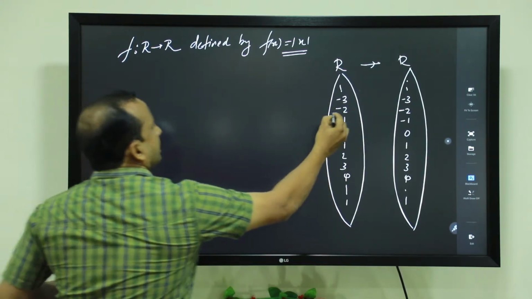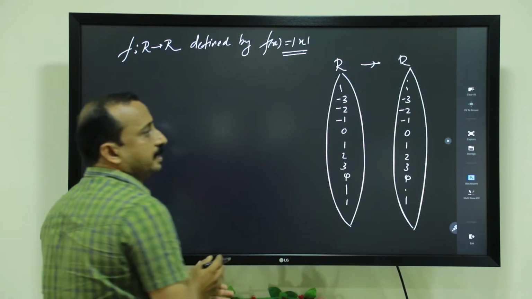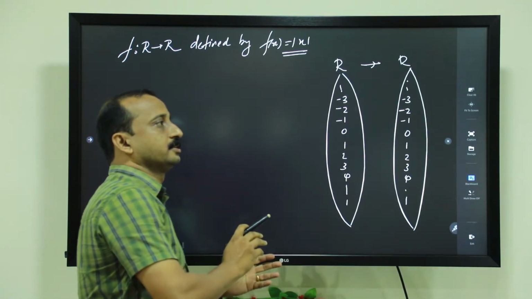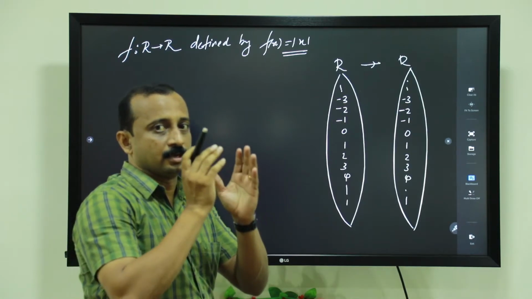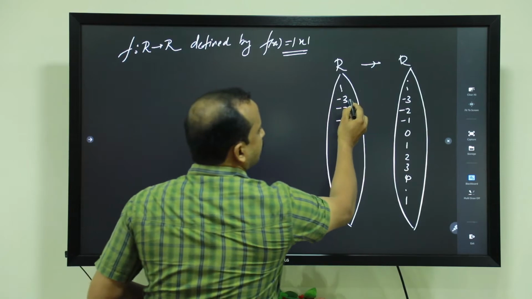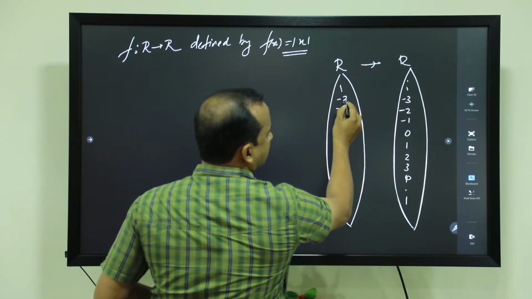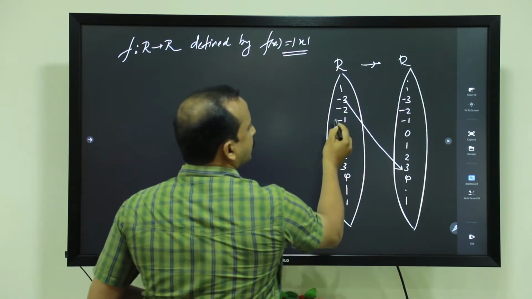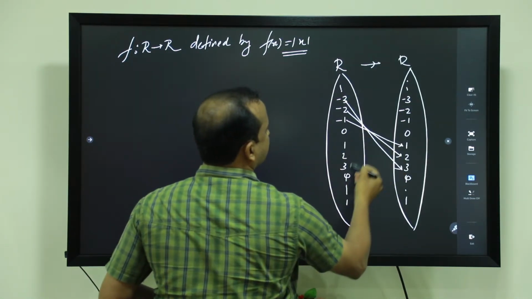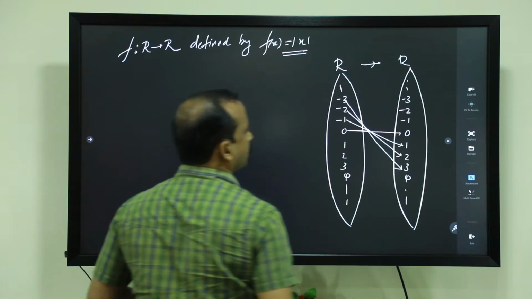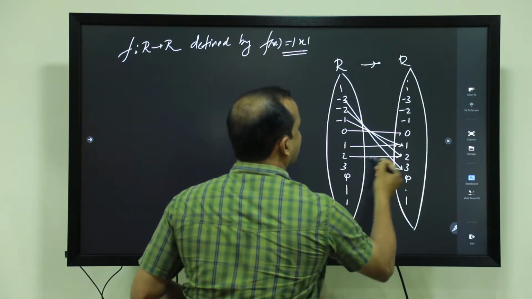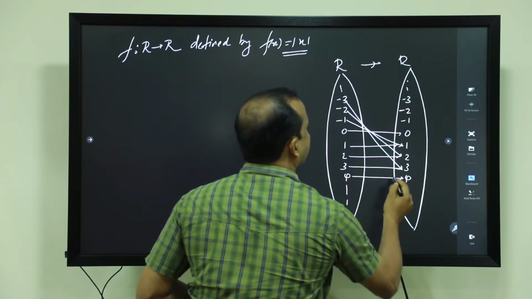Okay, here the image of minus 3. The modulus value means we get an absolute value, that is a positive value. For any negative or positive value, the modulus value becomes positive. That is, the modulus of minus 3 is plus 3. Then the modulus of minus 2 is again plus 2. Minus 1's modulus value is plus 1. 0's image is also 0. The modulus value of 1 is again 1. 2's image is again 2, 3's image is 3, 4's image is 4, etc.